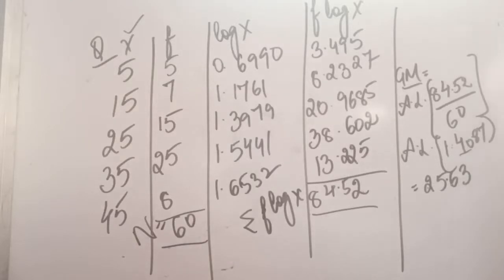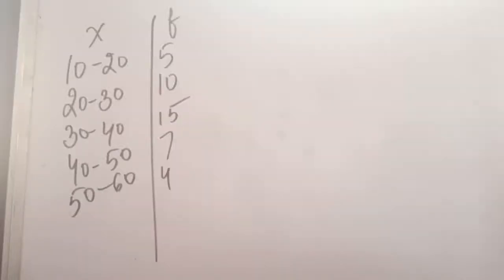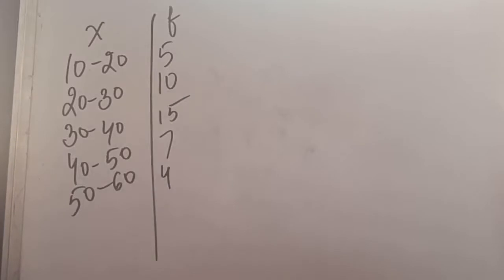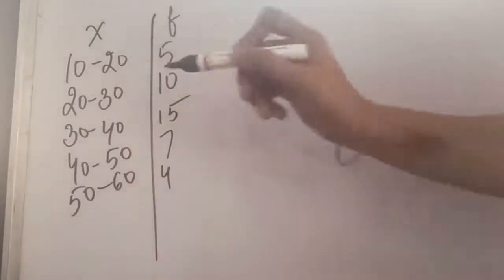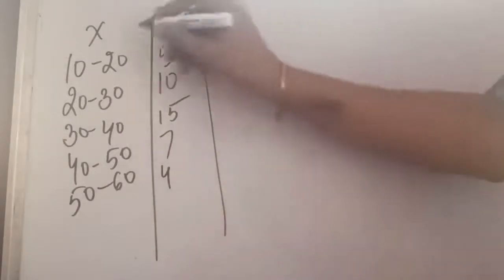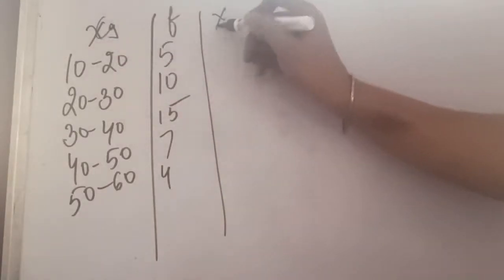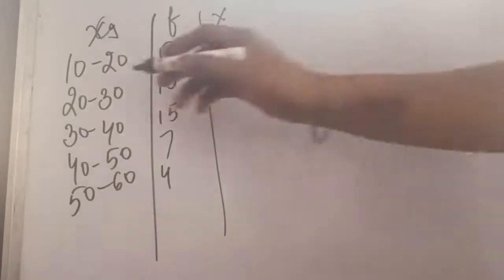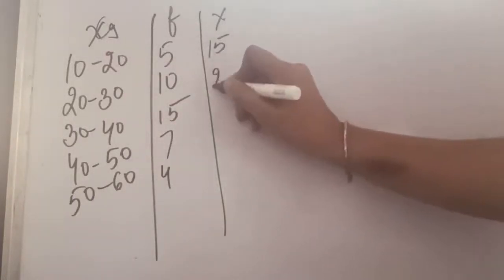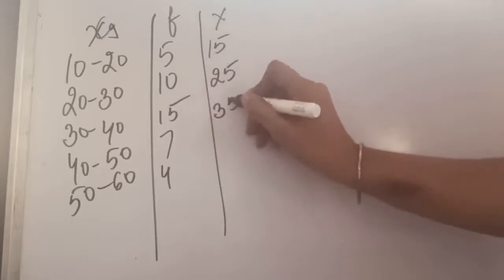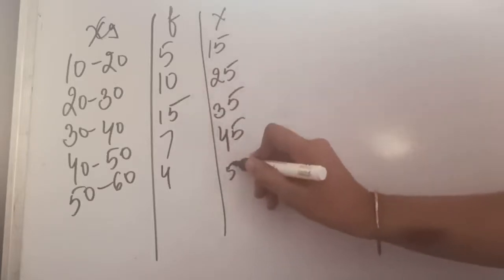Now let us see a case of continuous series also. This is the problem of continuous series, in which you can see that you have been given class intervals from 10 to 20, 20 to 30, 30 to 40, like this, and frequency is also there. In the discrete series we have seen only mid values were there. Now the process is the same. From the class interval we will take the mid values, that will become our x. So here the mid values are 15, 25, 35, 45 and 55.